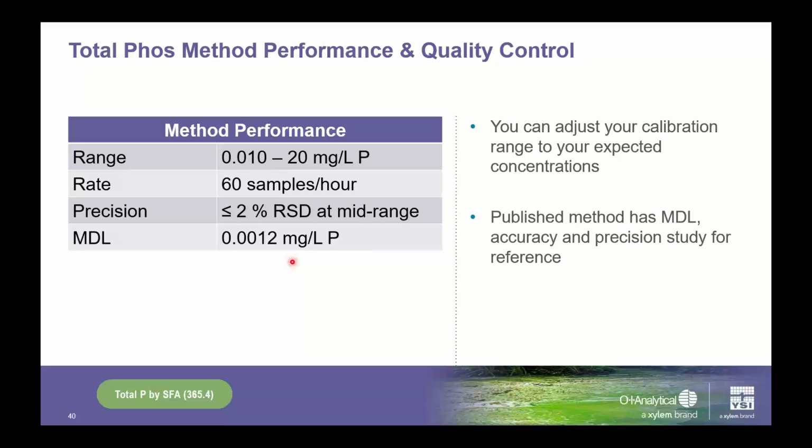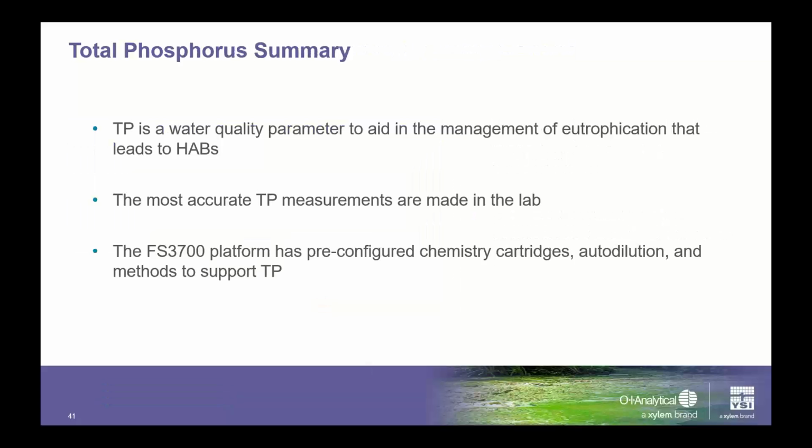Now I noticed we have a couple of questions here. Before I wrap this up and get to some of these questions, let me summarize what we just talked about in this section. Total phosphorus, as I mentioned, is a very relevant parameter for monitoring for harmful algal blooms. And you really do have to take this one into the lab to get highly accurate measurements. As with total Kjeldahl nitrogen, nitrate, nitrite, this platform will really automate that chemistry for you, which is going to just make your life so much easier.